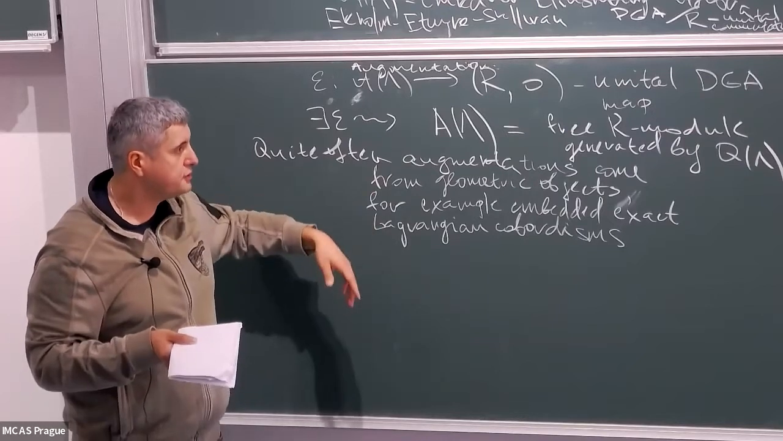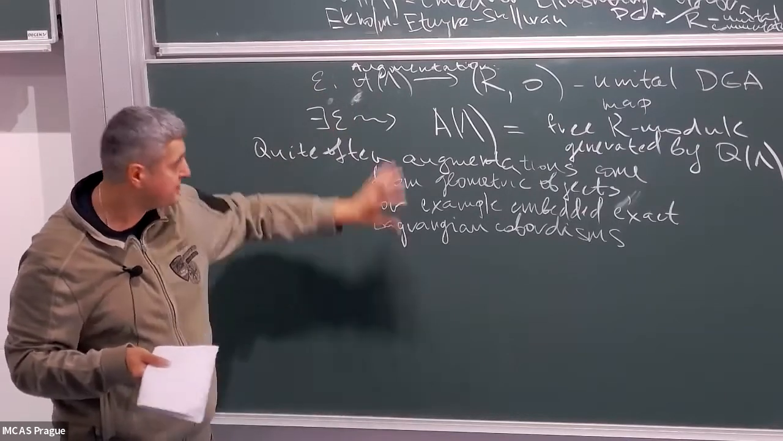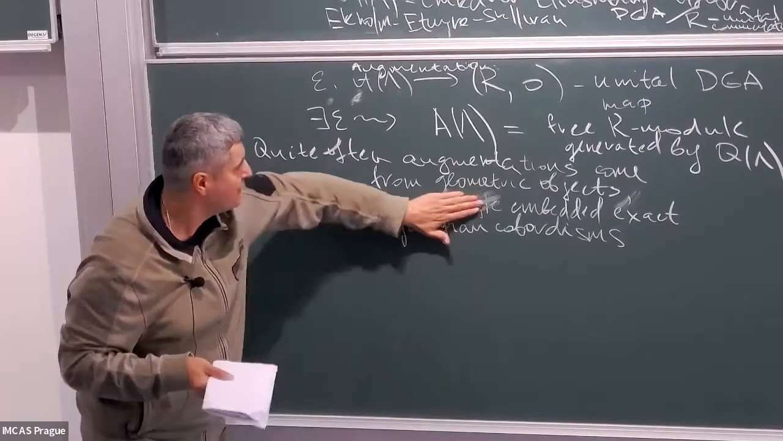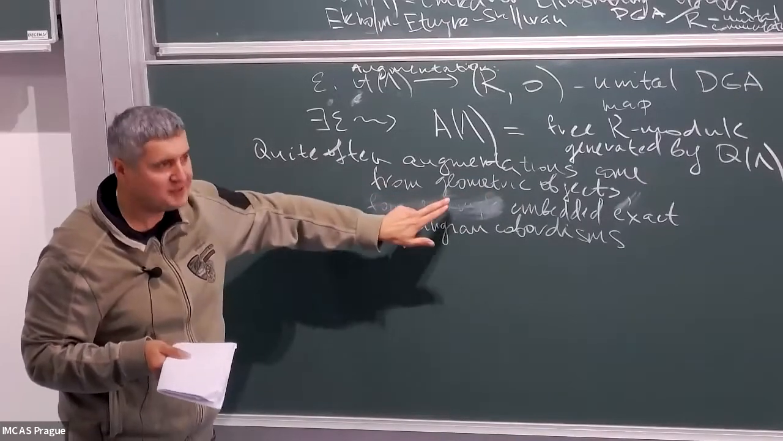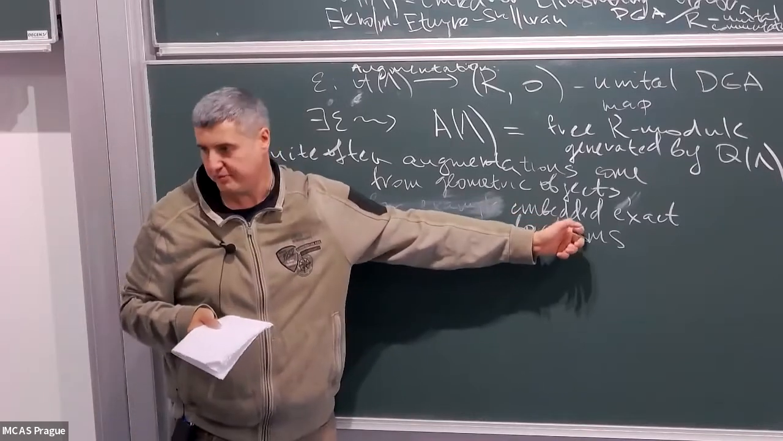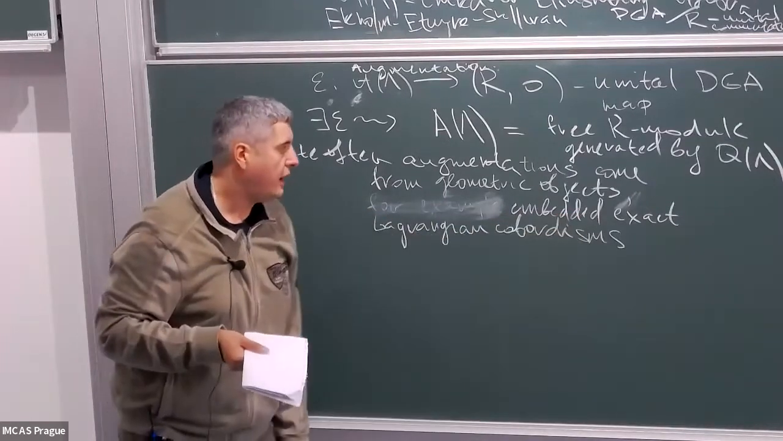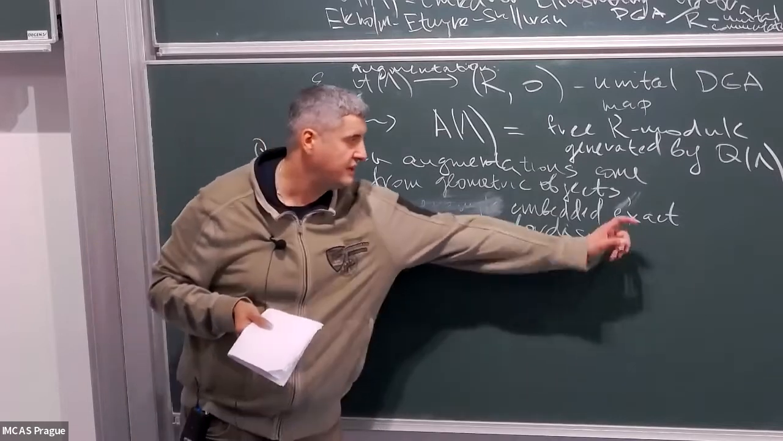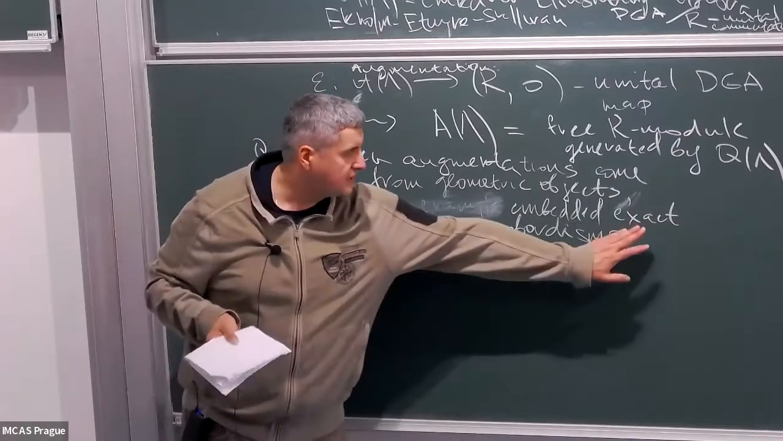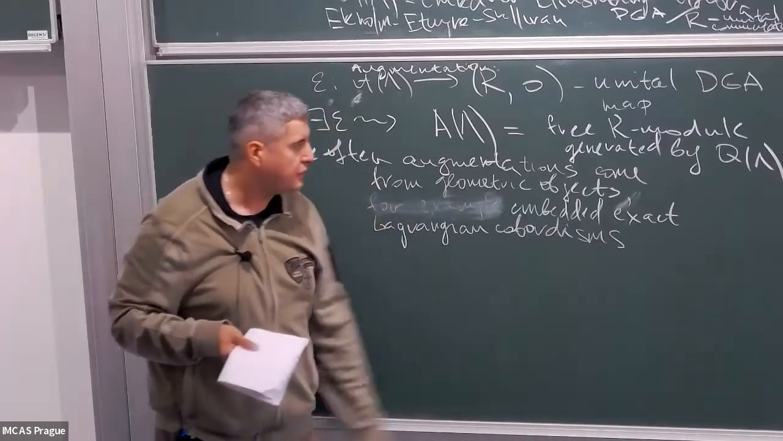Whenever you have an exact Lagrangian cobordism, you can cook up an augmentation. I will explain it; this is just motivation. Morally speaking, I say "for example" because sometimes I can forget about embeddedness and consider immersed exact Lagrangian cobordisms. Also, there are some doubts about the word exact, so sometimes one can make this condition weaker and consider not exact Lagrangians but weaker things.